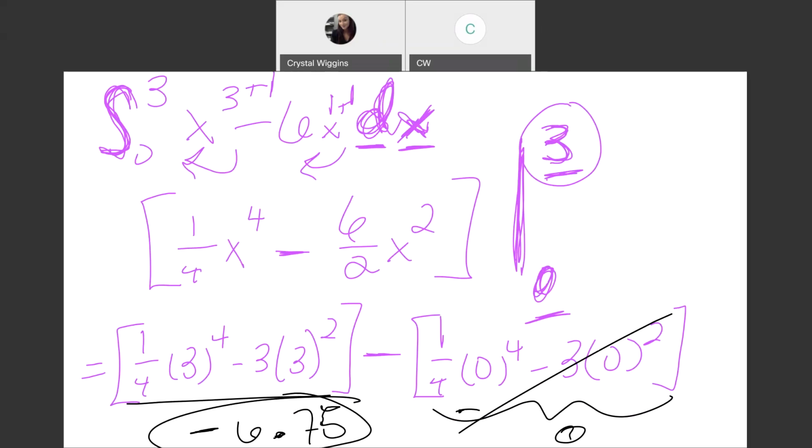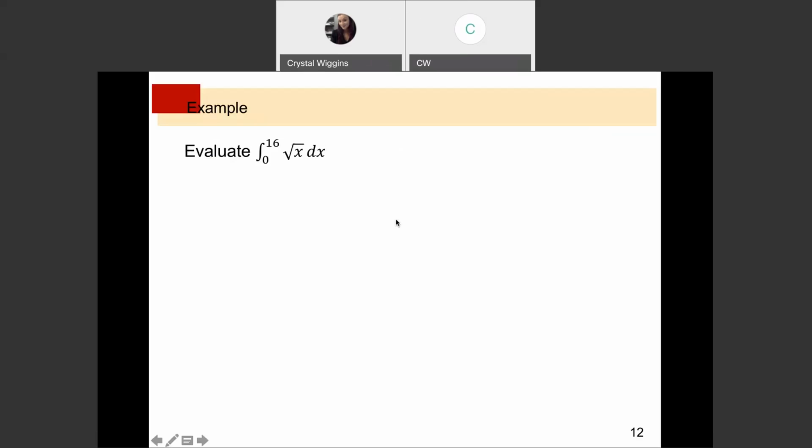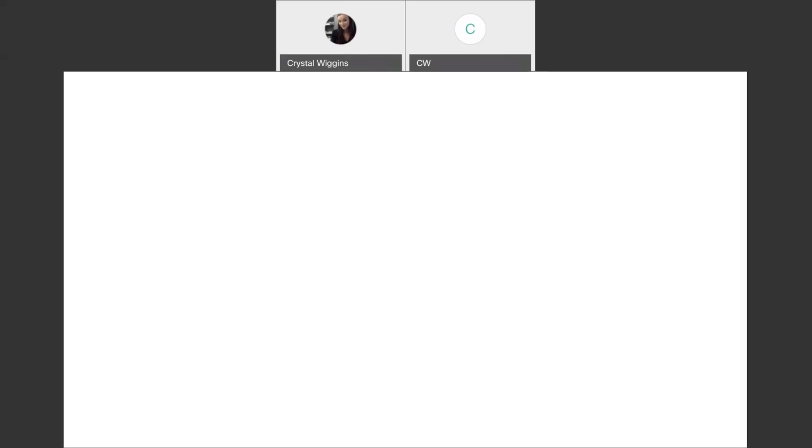Let's do our next example. So example 2, we have the square root of x from 0 to 16. Okay. So we have the integral from 0 to 16 of the square root of x dx.